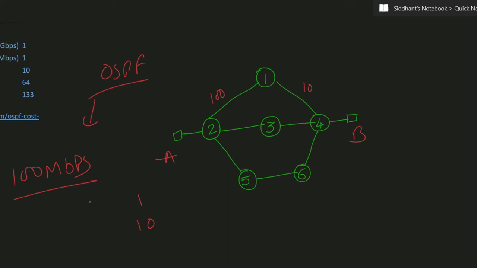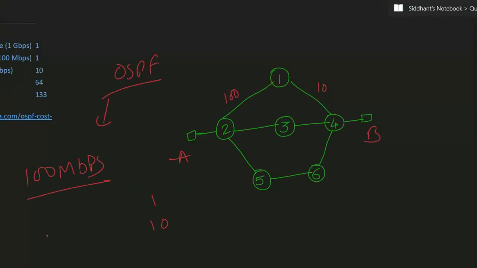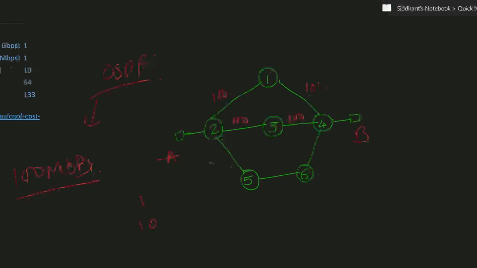I have collected these results from the study-ccna.com OSPF cost metrics page, so you can go to this website and also search for that. But for now, we need to understand that suppose this is a 100 Mbps link, this is a 10 Mbps link. Here we have a 100 Mbps link and this one is also a 100 Mbps link. Now this one is a 200 Mbps link, suppose, and this one is a 10 Mbps link, and this one is a 1.544 Mbps link, which is the DS1 line. So now OSPF will calculate based on the bandwidth.